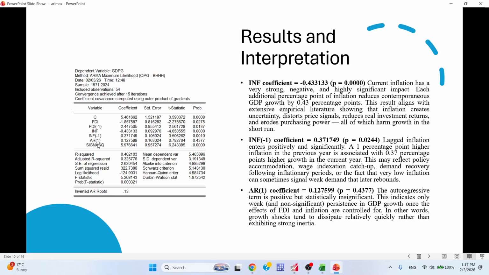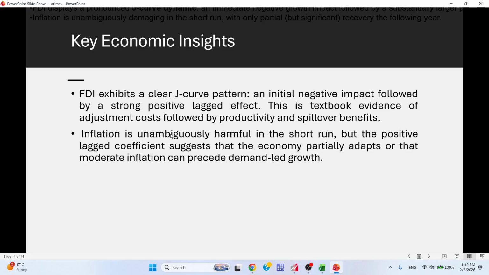So this is all for the interpretation of these independent variables and AR1, and then when we look at the sigma scale, it is also positive and showing a statistically significant relationship. So when we look at the key economic insight, FDI exhibits a clear J-curve pattern, an initial negative impact followed by a strong positive lagged effect. This is textbook evidence of adjustment cost followed by productivity and spillover benefits.